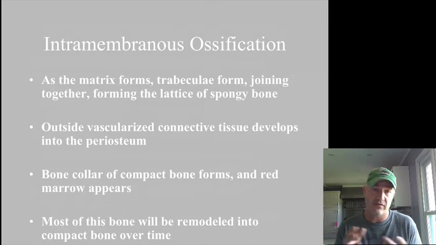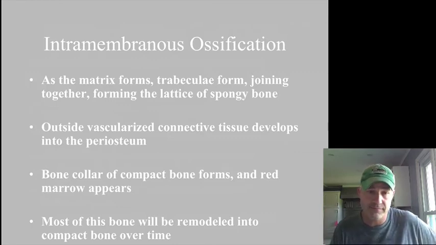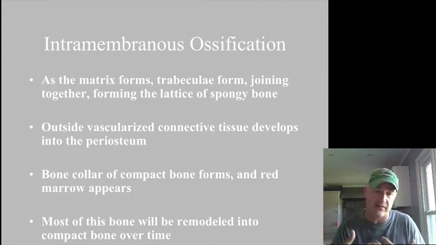So again, matrix is going to form. You're going to get little bony trabeculae forming and working their way out. We'll see a bony collar form around the outside, and then bone marrow will infiltrate this area. And then again, a lot of bone remodeling will make it compact bone on each of those surfaces.